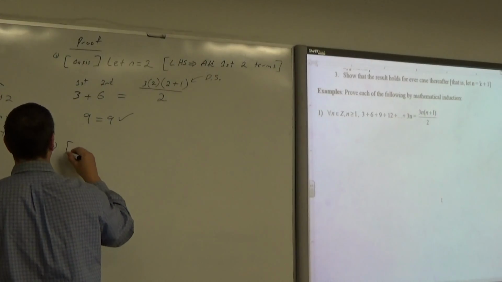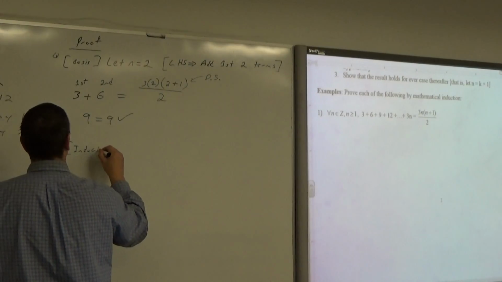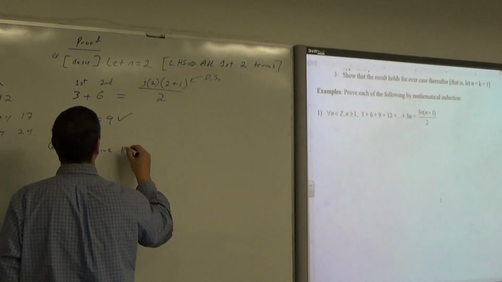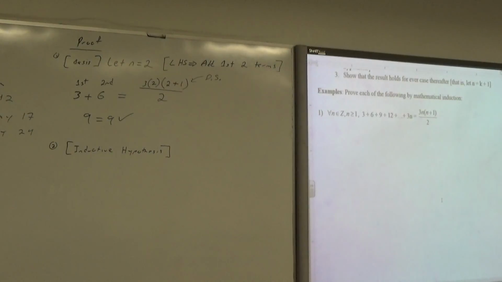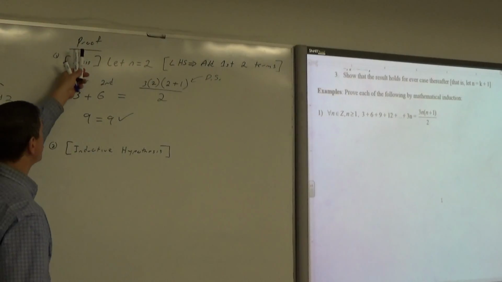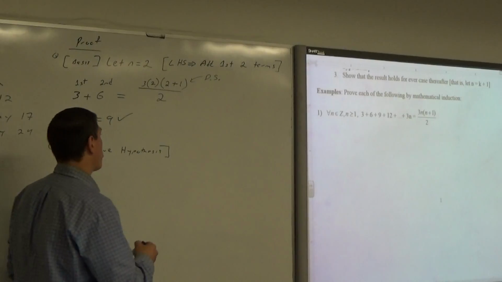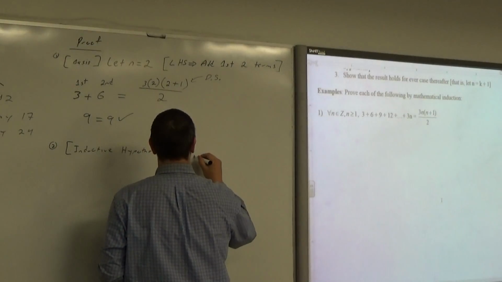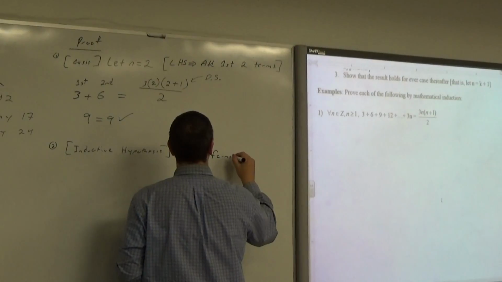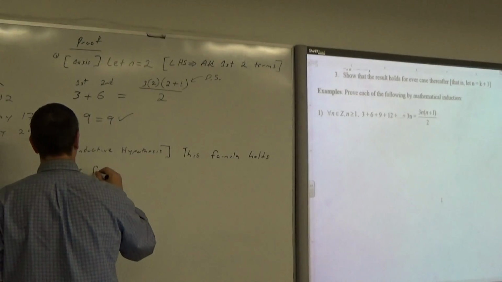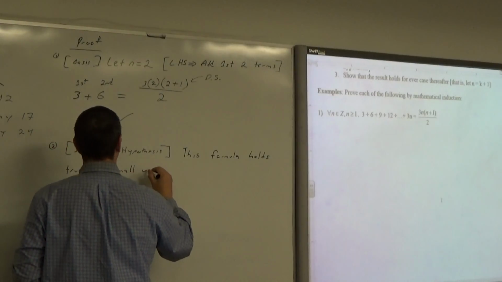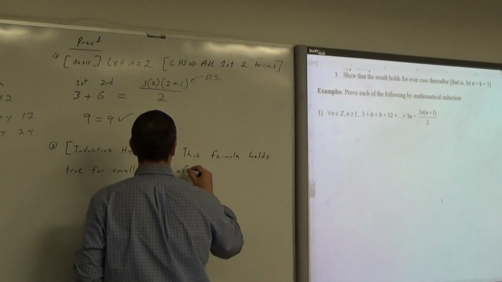Step 2. This is what we call the inductive hypothesis. And again, I'm just going to put this in brackets, so that way every time I talk about these things, you know what we're talking about. What we've seen is that this result holds for small values of n. So we're going to say this formula, or this result, holds true for small values of n.